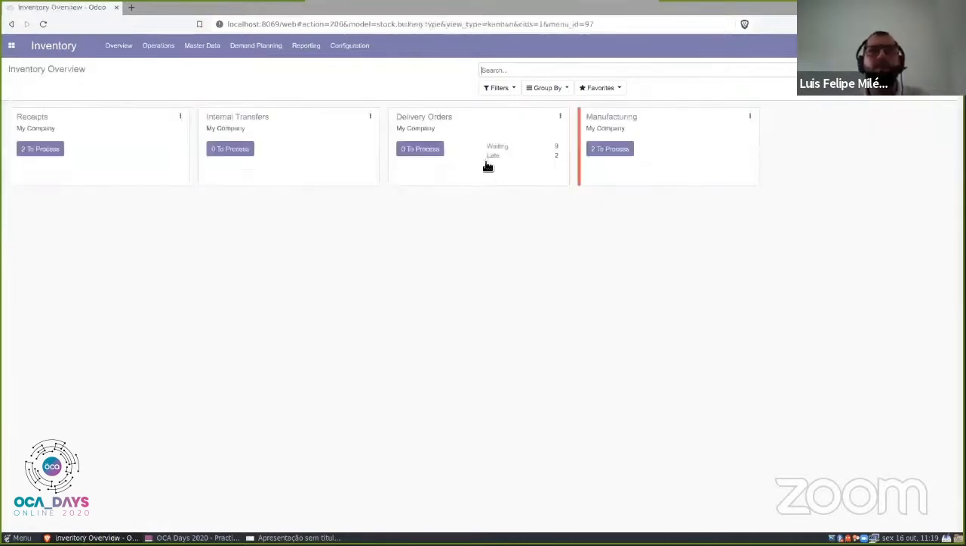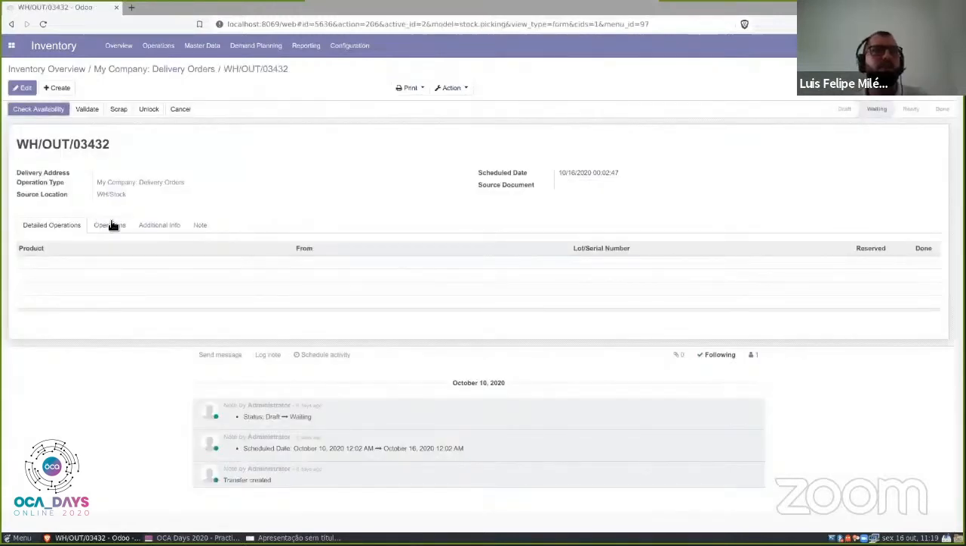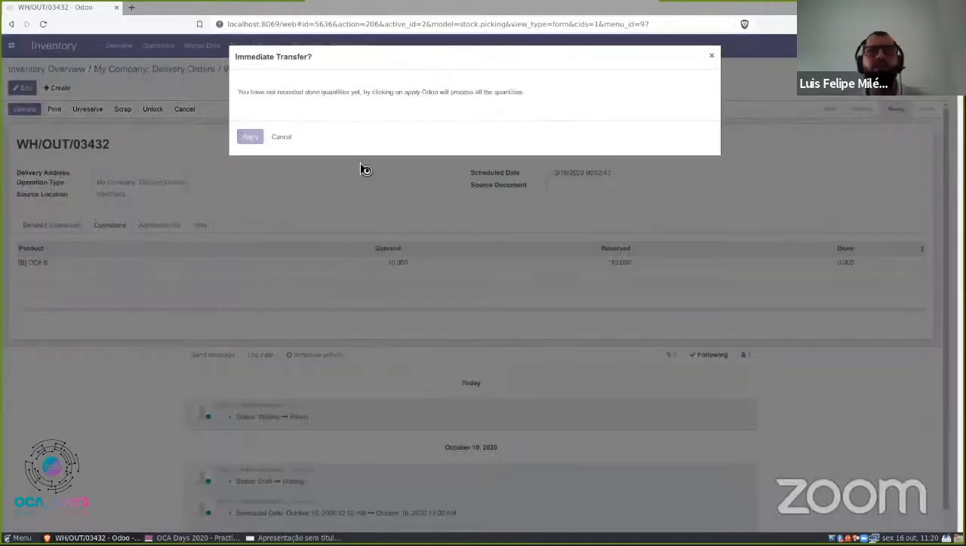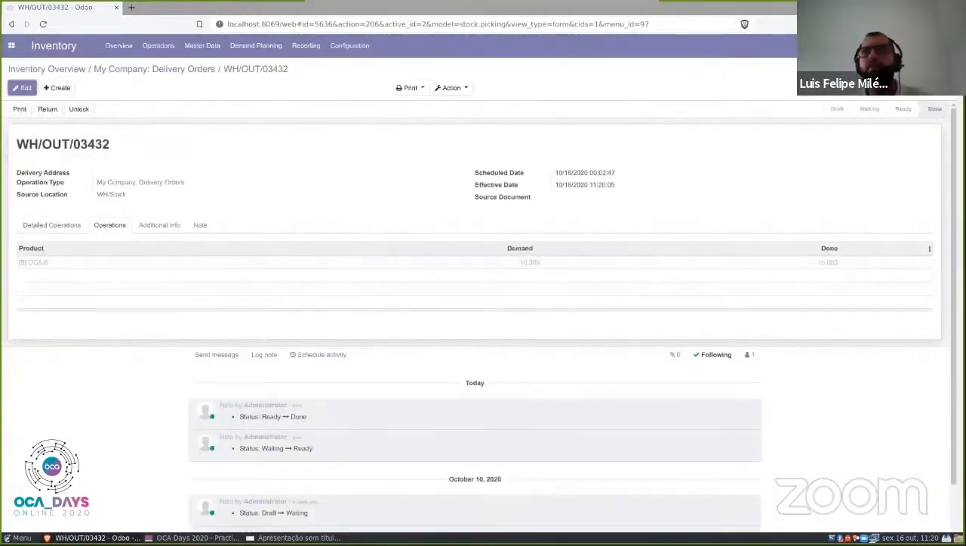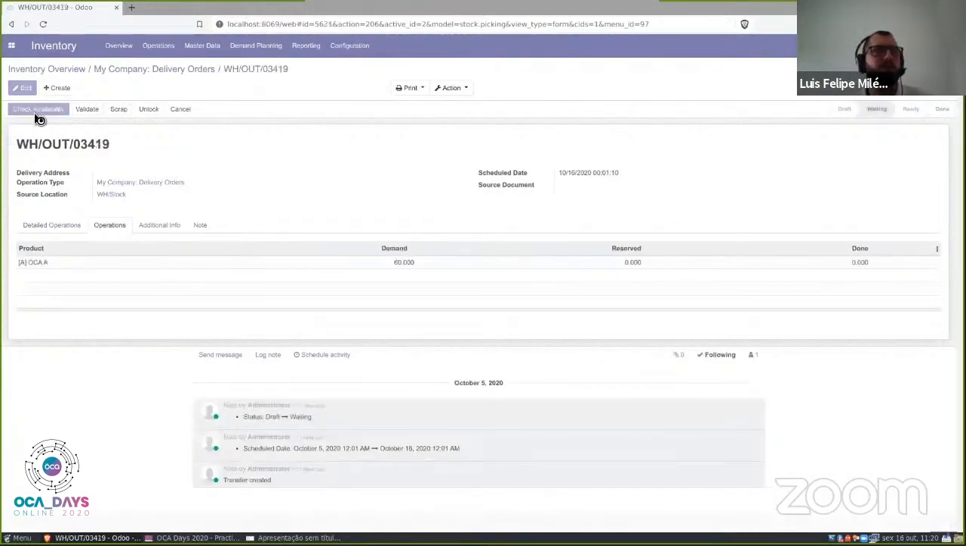And if I go to the delivery orders, we have 2 here about the products OCAB and OCA. I will validate both, one of 10 units, and the other one is about 60.